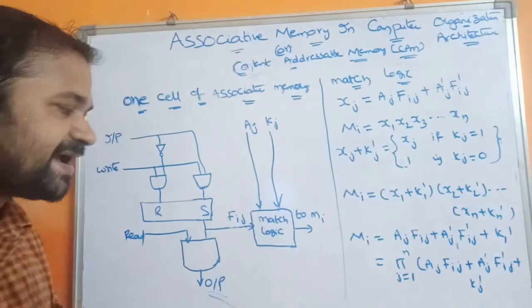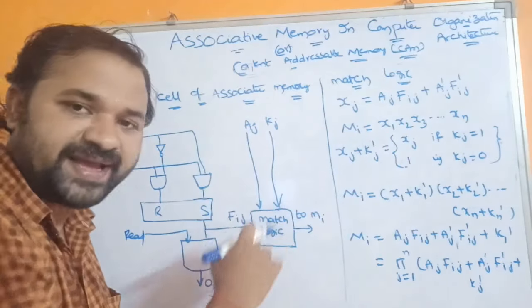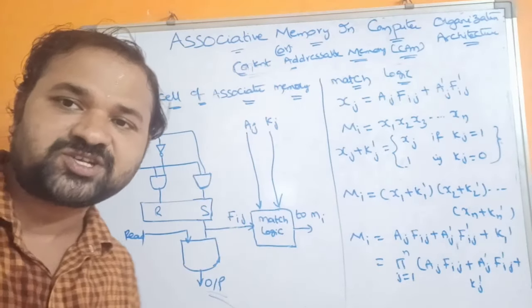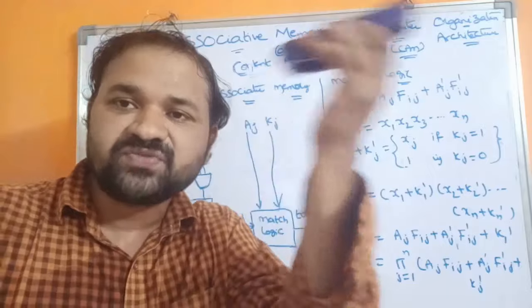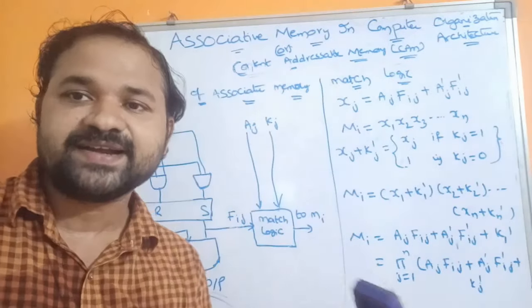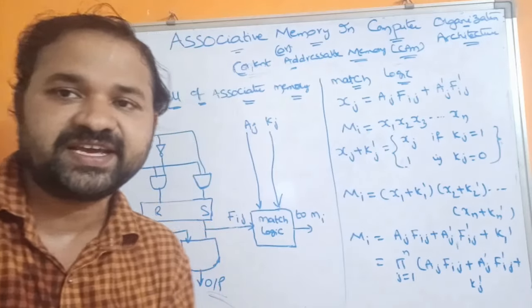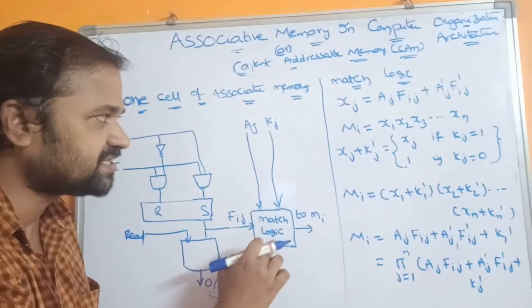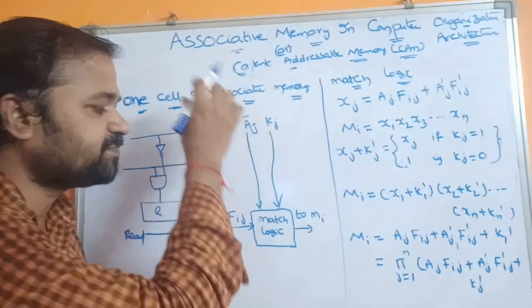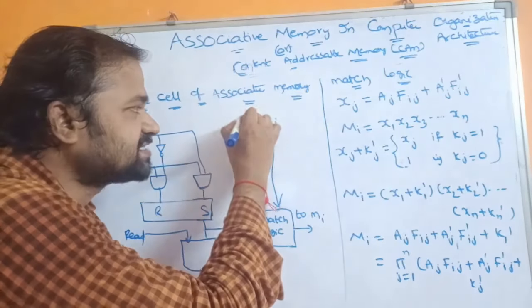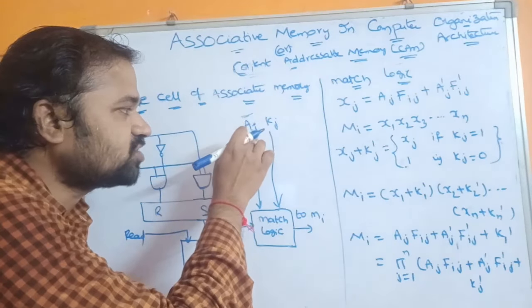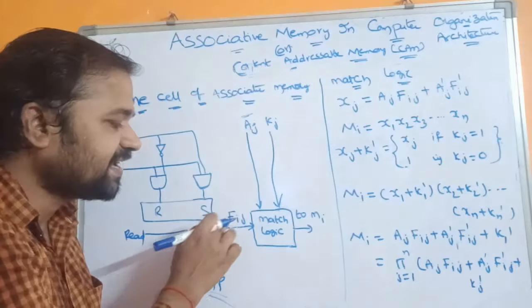And here we have a match logic. We know that the match logic compares the contents of the argument register with the contents of the associative memory when the key register contains 1. Here we are representing one cell, and that cell is Aj. So match logic compares Aj with Fij.